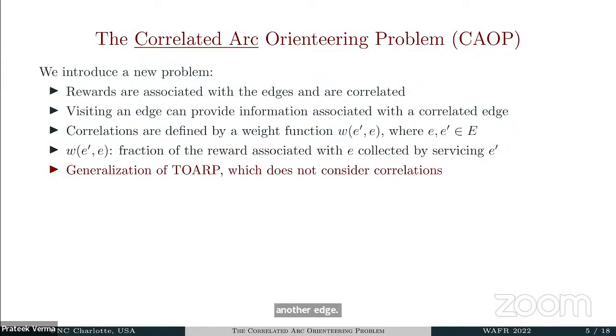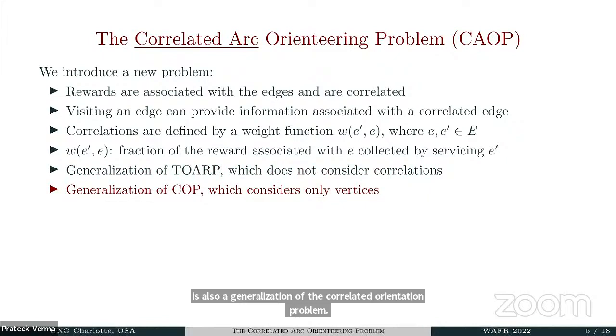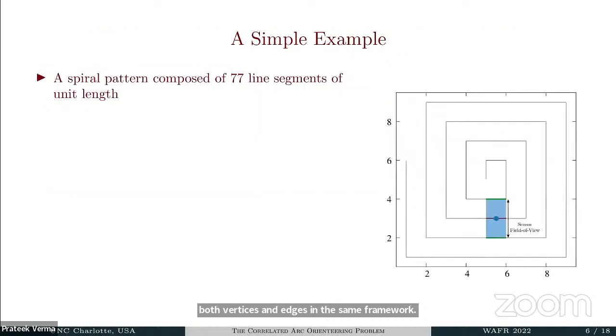So this problem is a generalization of the team orienteering arc routing problem, as TOARP does not consider correlations, and we are considering correlations between the rewards. It is also a generalization of the correlated orienteering problem. So we can model rewards on the vertices by treating those vertices as degenerate edges. And so we can model both vertices and edges in the same framework. So hence it is a generalization of the correlated orienteering problem as well.